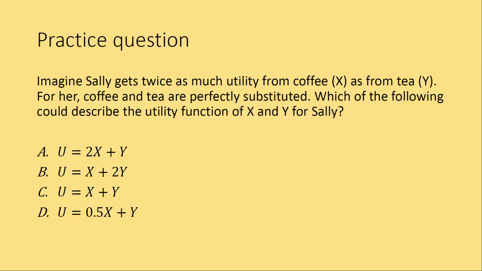So imagine Sally gets twice as much utility from consuming coffee as from tea. For her, coffee and tea are perfect substitutes. Which of the following could describe the utility function of x and y for Sally? And we have 4 options. So I will pause for 10 seconds. You should pause and think for however long you need to figure this out. And after 10 seconds, I will start explaining the answer to this question.